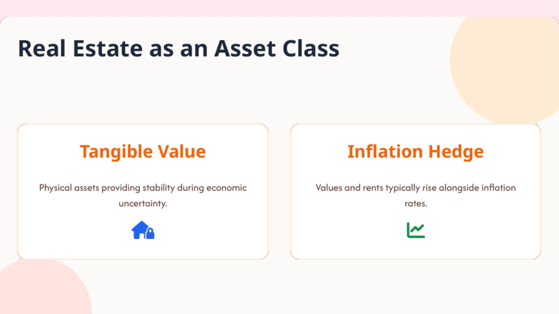This concept ties into the idea of tangible value, assets you can see and touch, which have intrinsic worth. Real estate, in particular, stands out as a strong example of this. It's an asset class that's been proven to perform well over time, especially as part of a diversified investment portfolio. So, understanding the role of real estate as an asset class helps us see how it can serve as a reliable growth vehicle and a safeguard against inflation. It's not just about owning property. It's about leveraging an asset that can preserve and grow wealth even when economic conditions fluctuate.